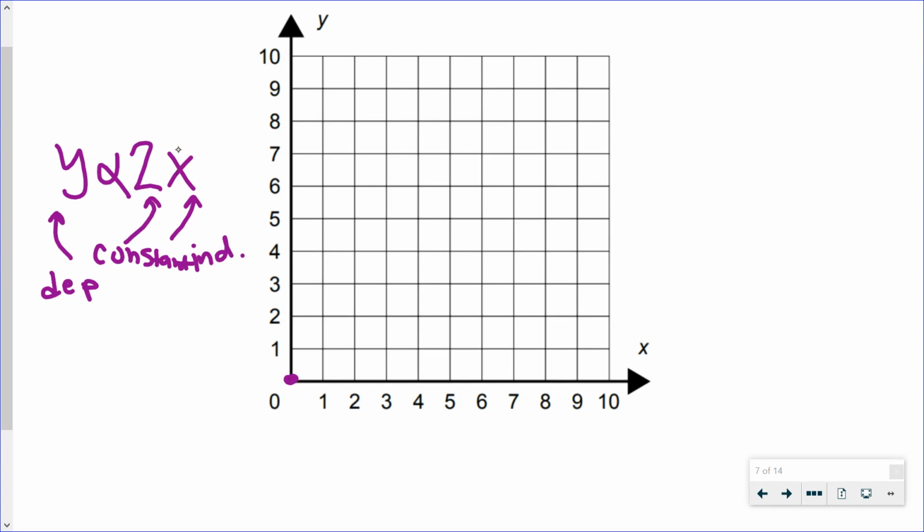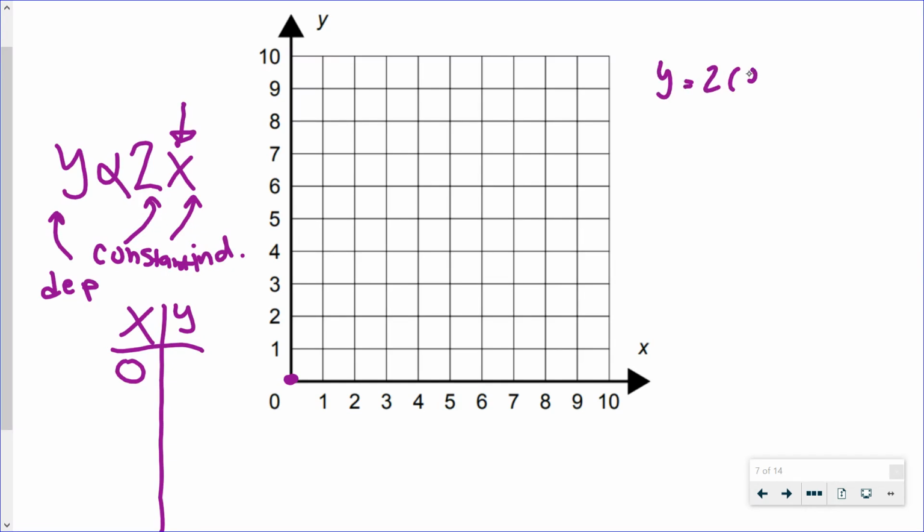What this says is that for every x value I put in, I'm going to multiply by my constant. I'm going to make a little table to help me keep track. So when I put in 0, let's look: y is equal to 2 times 0, so y is equal to 0, because 2 times 0 is 0. Okay, so I got 0, 0. That's a good first sign.